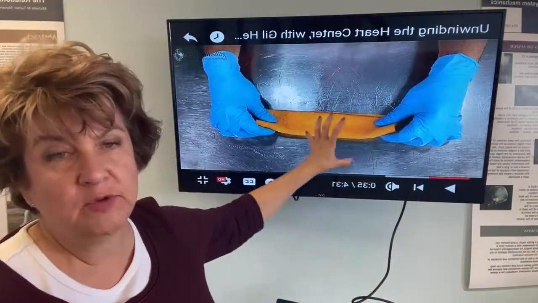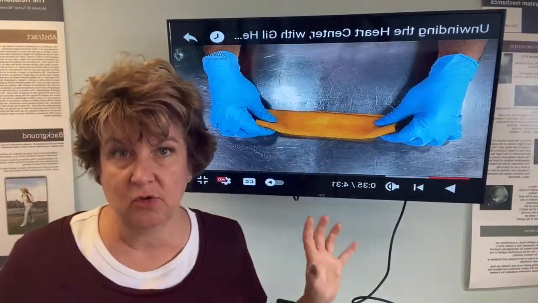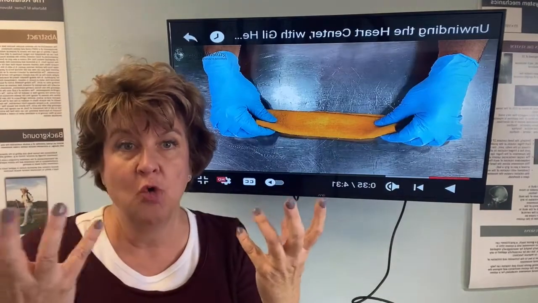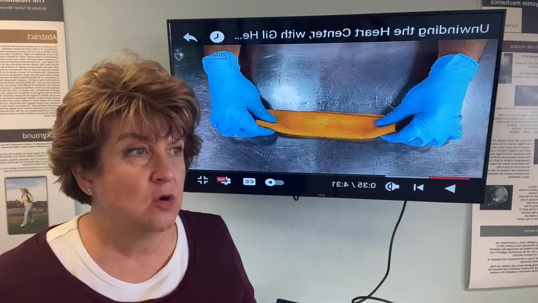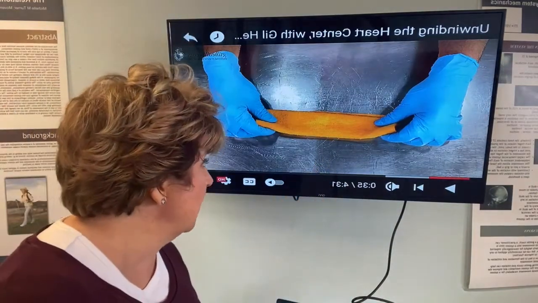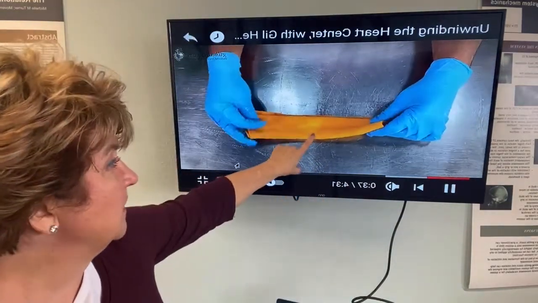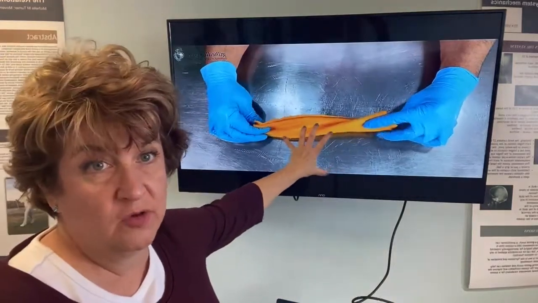A lot of people don't realize, but the heart is helical, meaning that it actually opens up like a rosebud, right? And so what he's going to show you right now is when you're looking at this, right? He's doing a washcloth version of the human heart.